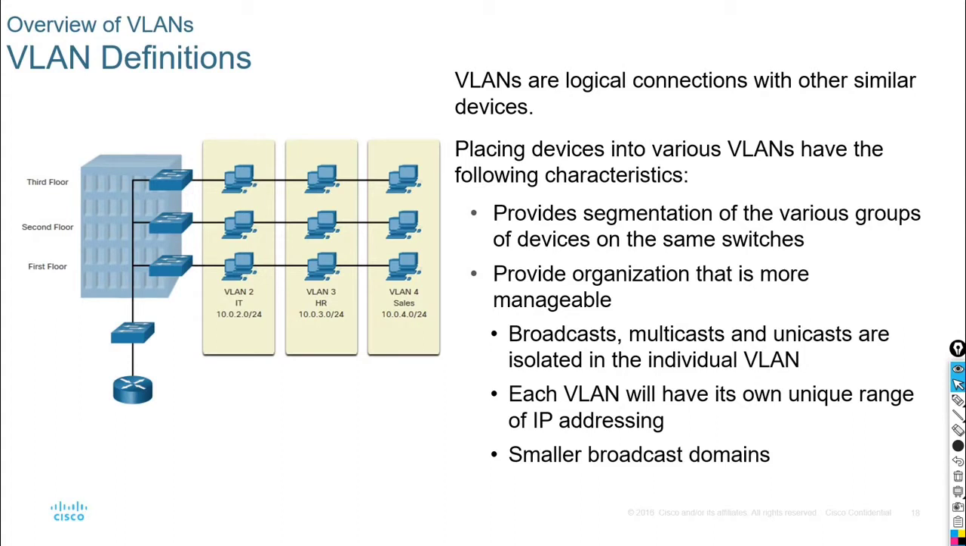Any switch port can belong to a VLAN, and each VLAN will have its own unique range of IP addressing, providing organization that is more manageable. Broadcast, multicast, and unicast traffic are isolated within individual VLANs, which form smaller broadcast domains.